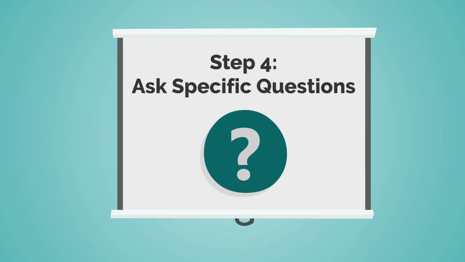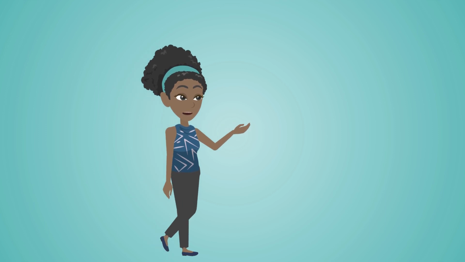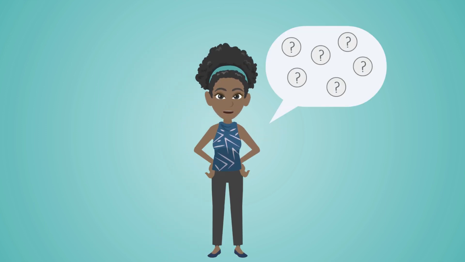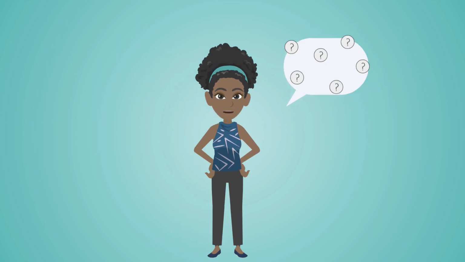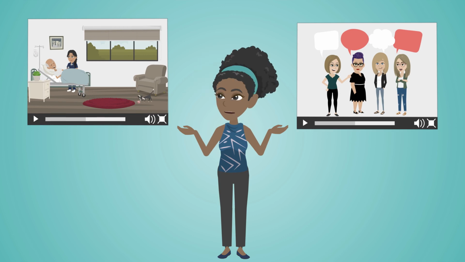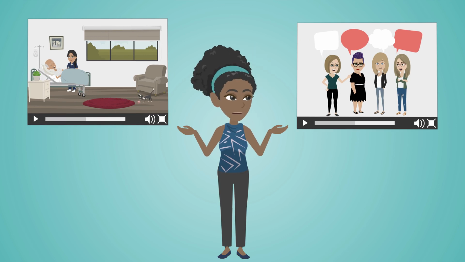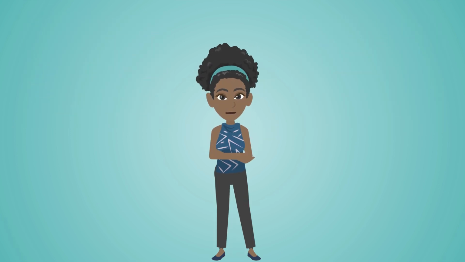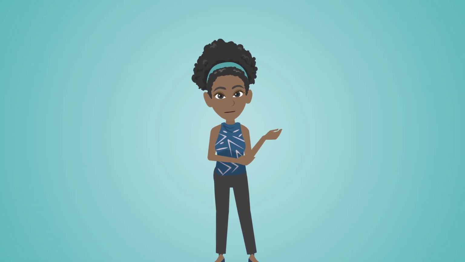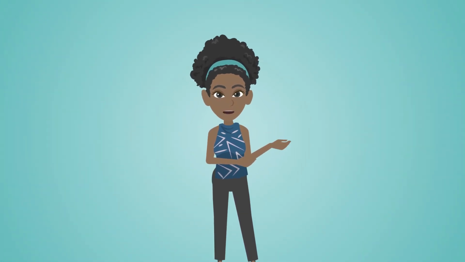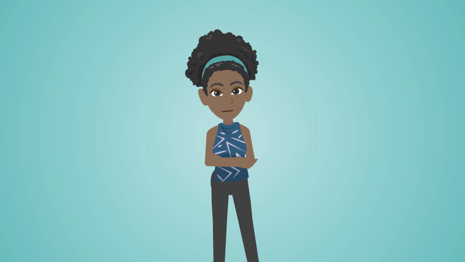Step 4. Ask specific questions. To get the most useful and targeted responses from ChatGPT, ask specific questions about the different aspects of your script. For instance, you might ask about dialogue suggestions or visual elements. Asking questions that require more than simple one-word answers encourages ChatGPT to generate detailed responses and creative ideas.